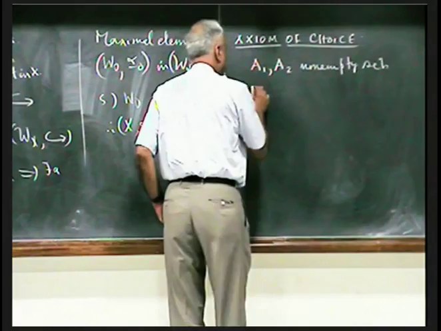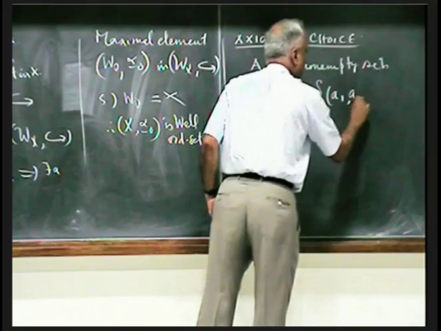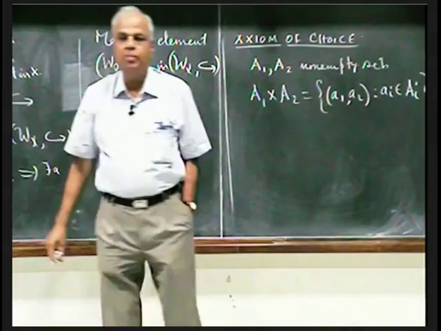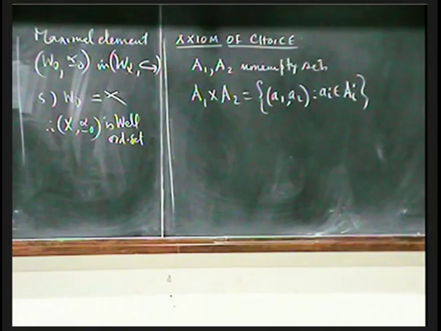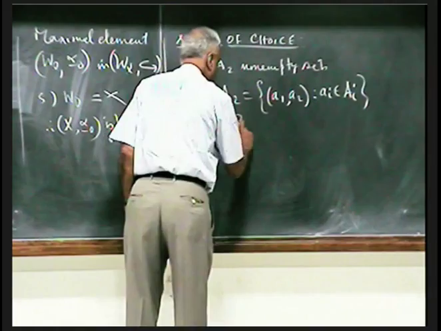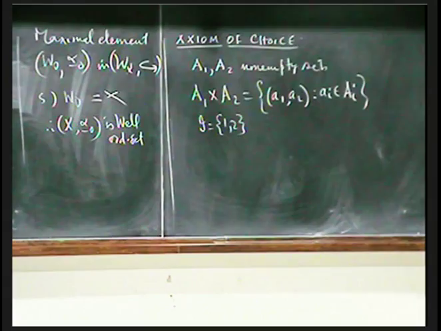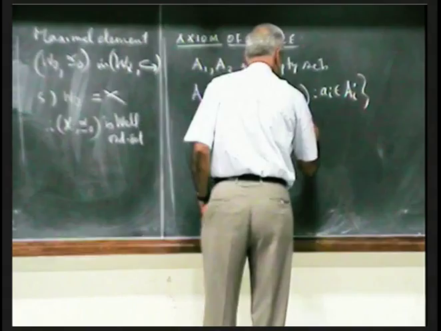Okay, so then we have the Cartesian product, which we define as the set of all ordered pairs (a1, a2), where a1 belongs to A1 and a2 belongs to A2. So that's the Cartesian product of the two non-empty sets I've taken. Then I'm going to also look at, let me call I the set {1, 2}, the index set for these sets, and script A as the set A1 union A2.